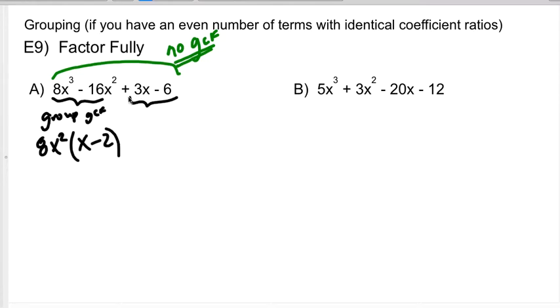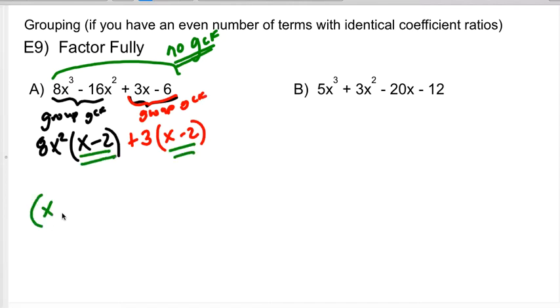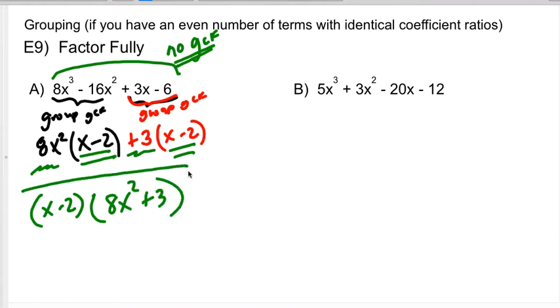And in the second group, if I also said, hey, these folks right here, they have something in common, so I take out the 3, and I'm left with an x minus 2, right? So I took out a group GCF from both of them. And what ends up happening is we find this underlying commonality. I can factor out the x minus 2, and what's left is the 8x squared plus 3. So 8x squared plus 3, and now we're fully factored.